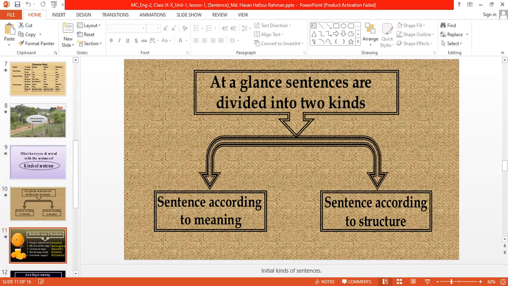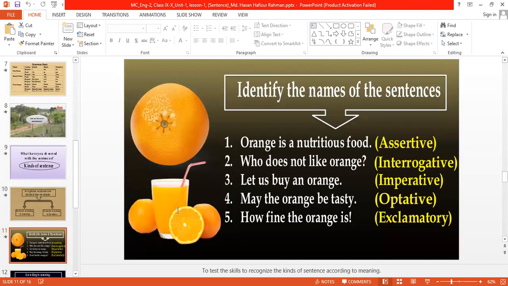Okay. Students, identify the names of sentence. Orange is a nutritious food. This is an assertive sentence. Who does not like orange? Interrogative sentence. Now look at the interrogative punctuation also at the end of the sentence. Number three, let us buy an orange. Let us. This is a proposal or tells something about the orange.